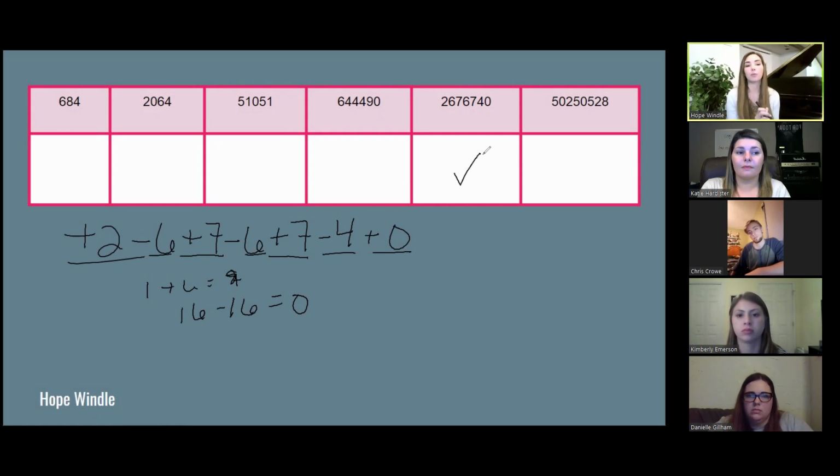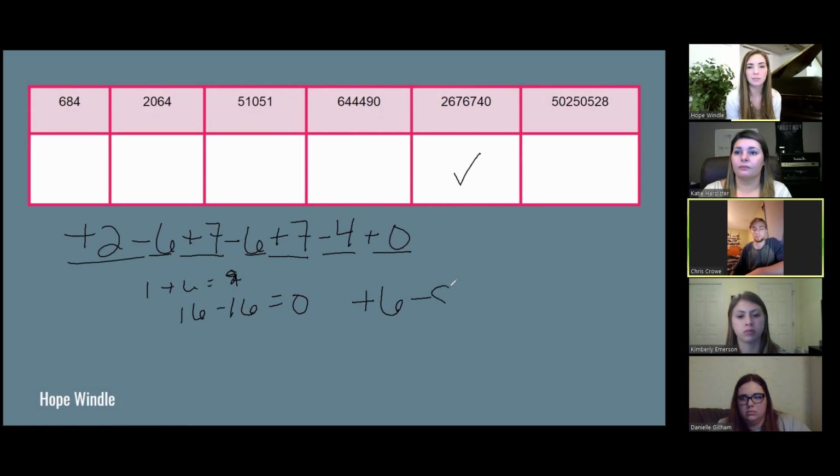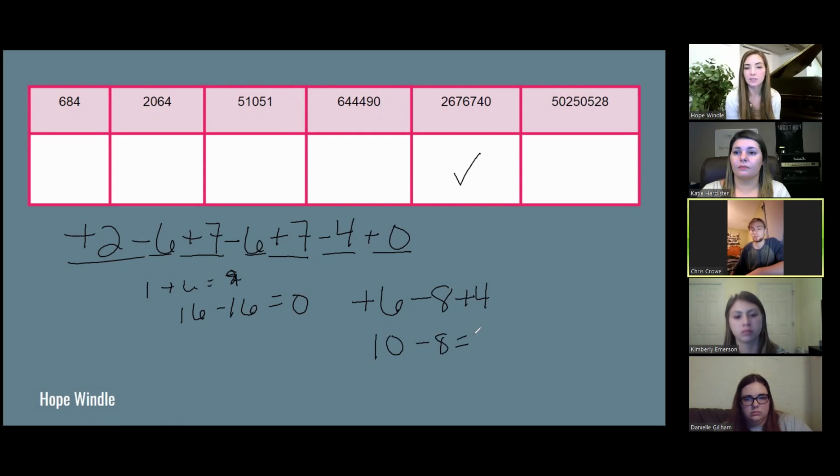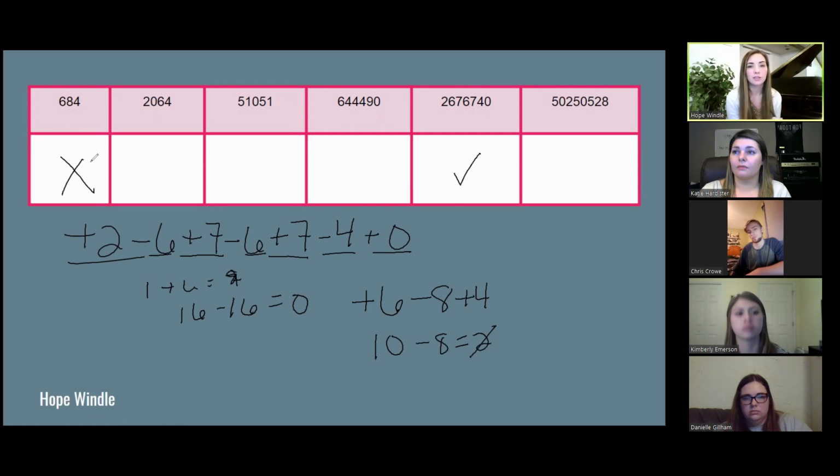So following that pattern, you can find each of these numbers to see if any of these are going to be divisible by 11. But let's go ahead and do one more just to see if we can get this. So we're going to do plus 6 minus 8 plus 4, and that's going to give us 10 minus 2, and 2 is not divisible by 11. So that's pretty much how that rule goes.